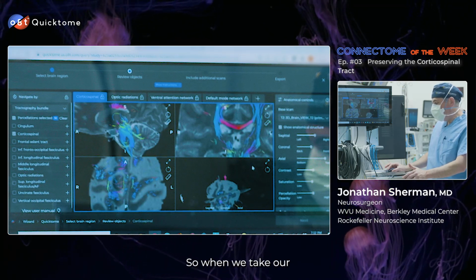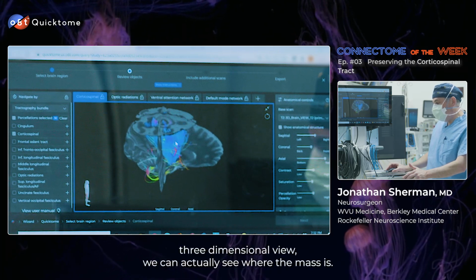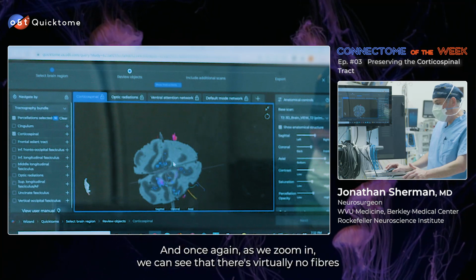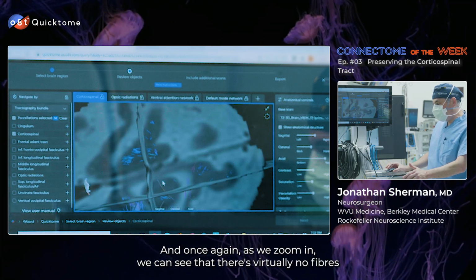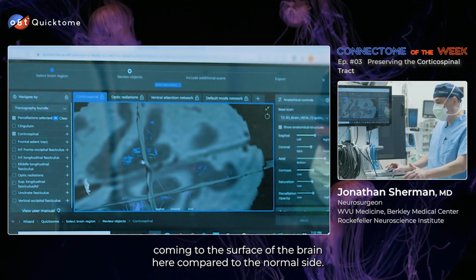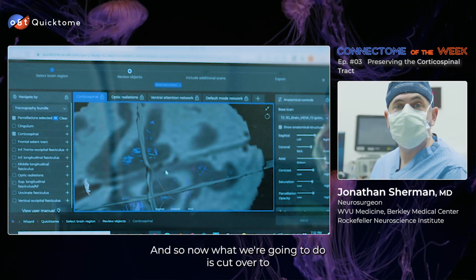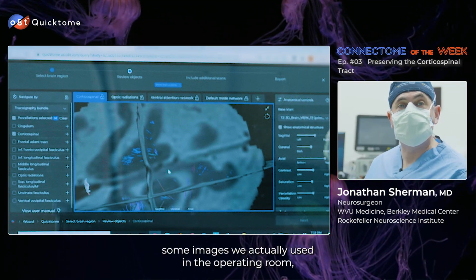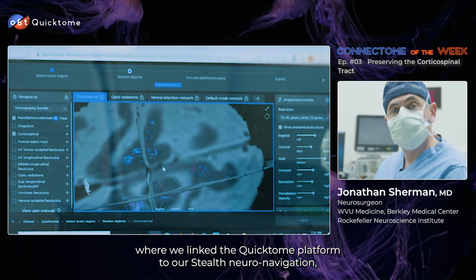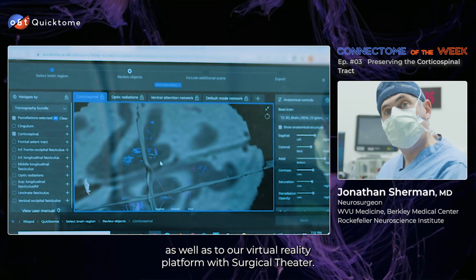So when we take our three-dimensional view, we can actually see where the mass is. And once again, as we zoom in, we can see that there's virtually no fibers coming to the surface of the brain here compared to the normal side. And so that gave us direct access. And so now what we're going to do is cut over to some images we actually used in the operating room, where we linked the Quicktome platform to our stealth neuronavigation, as well as to our virtual reality platform with surgical theater.